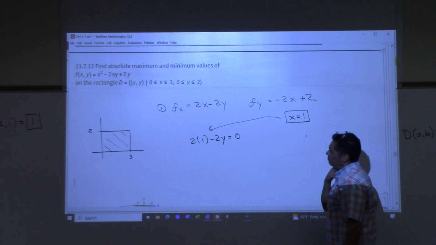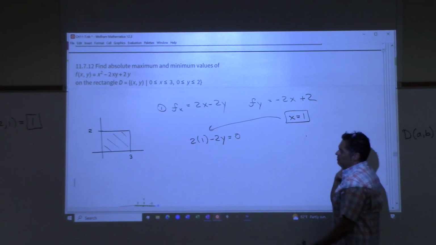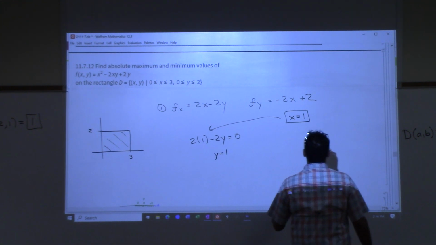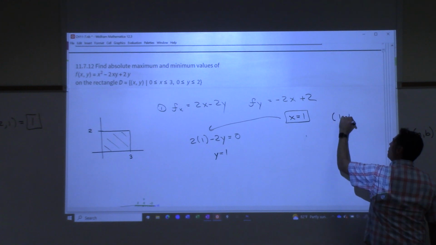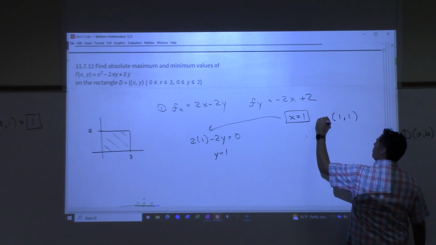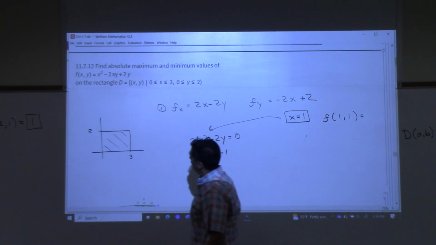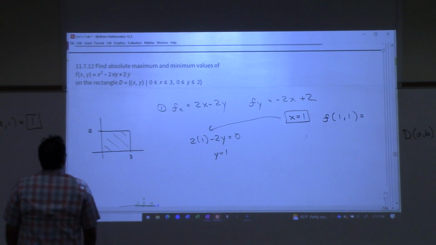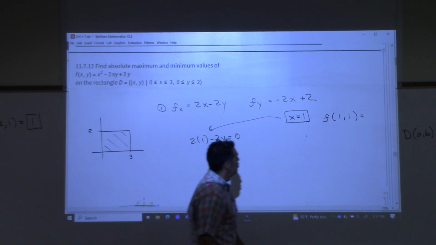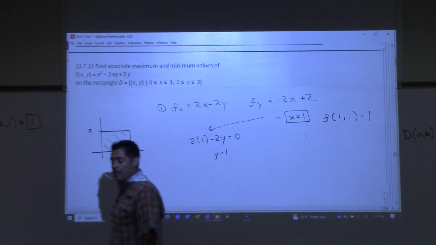And what does that say y has to be? 1 as well. So I have one critical point here. The point is 1, 1. And let me plug that into the function. What happens if you plug in 1, 1? 1? Boring. 1, 1, 1. Okay, so that could potentially be the highest point.